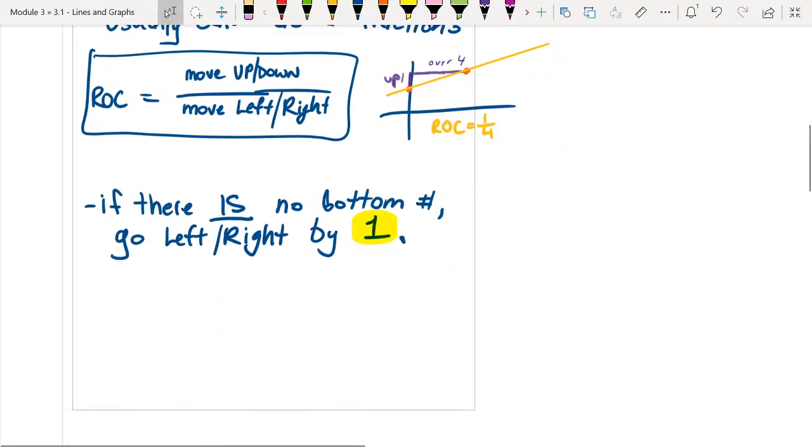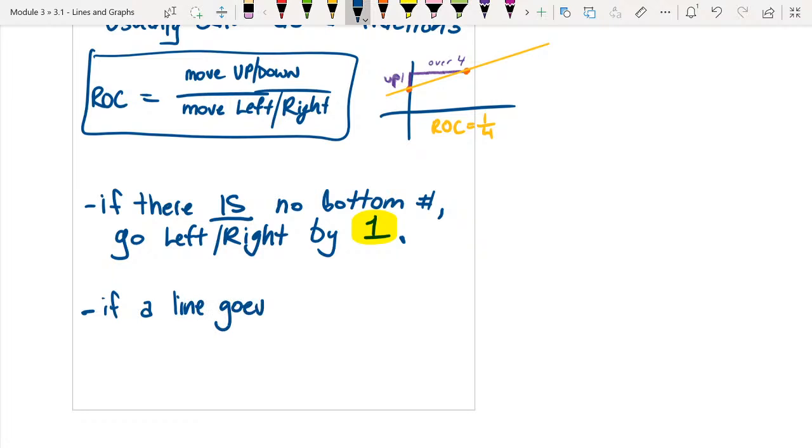The last thing, by the way, is this. If a line goes up, we say its slope is positive.